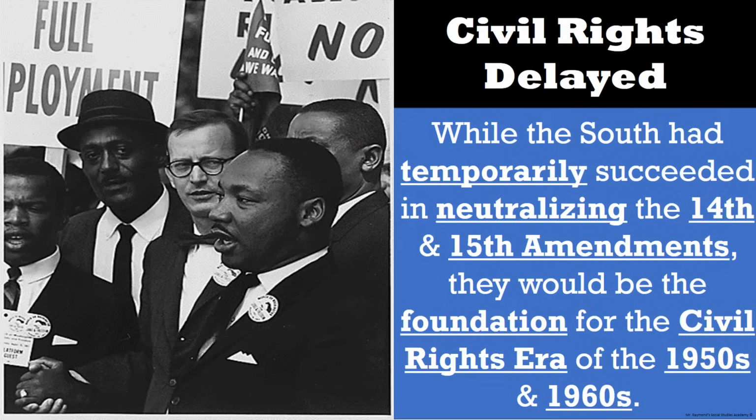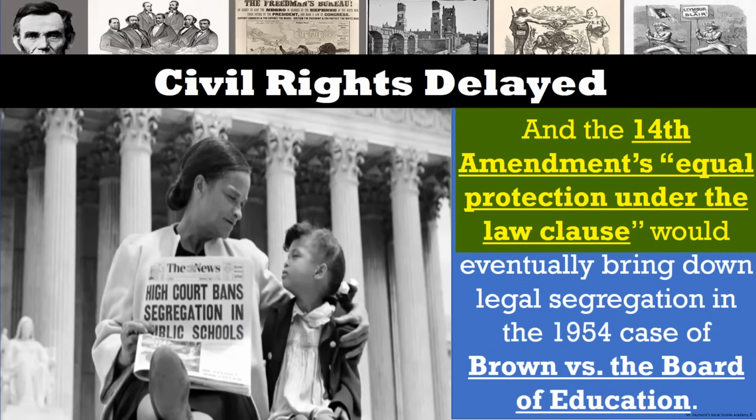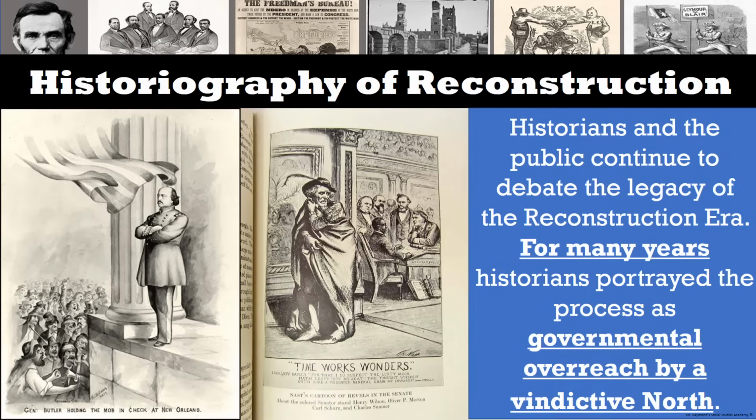While the South had temporarily succeeded in neutralizing the 14th and 15th Amendments, they would be the foundation for the Civil Rights era of the 1950s and 60s. And the 14th Amendment's equal protection under the law clause would eventually bring down legal segregation, starting with the 1954 case of Brown versus the Board of Education.